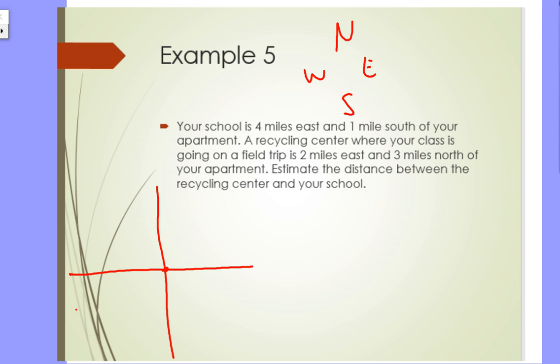So 4 miles east and 1 mile south. So 1, 2, 3, 4 east and 1 south. That puts the school at 4, comma, -1. A recycling center where your class is going on a field trip is 2 miles east and 3 miles north of your apartment. So 1, 2 east, and 1, 2, 3 north. So that's going to be at 2, comma, 3. Estimate the distance between the recycling center and your school.